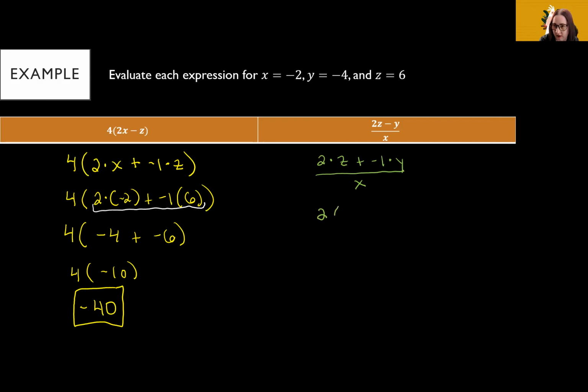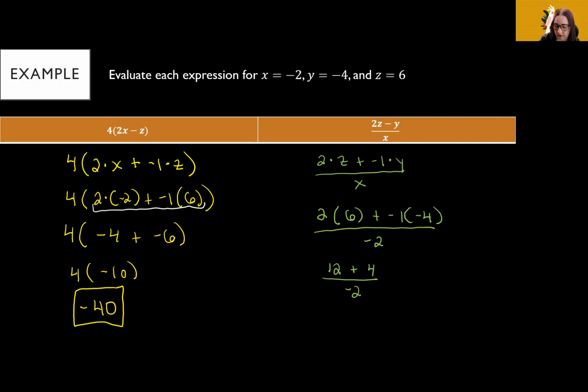So 2 times z, and z is 6, so that's going to be 2 times 6 plus -1 times y, and y is -4, so that's going to be in parentheses times -4 all over x, and x is -2. So when you're simplifying a fraction, you do the top and the bottom separately, and on the top we have multiplication we need to do first. So I have 2 times 6, which is 12. And -1 times -4, which is 4. So I have 12 plus 4, and then divided by -2. So I have to add 12 plus 4 first.